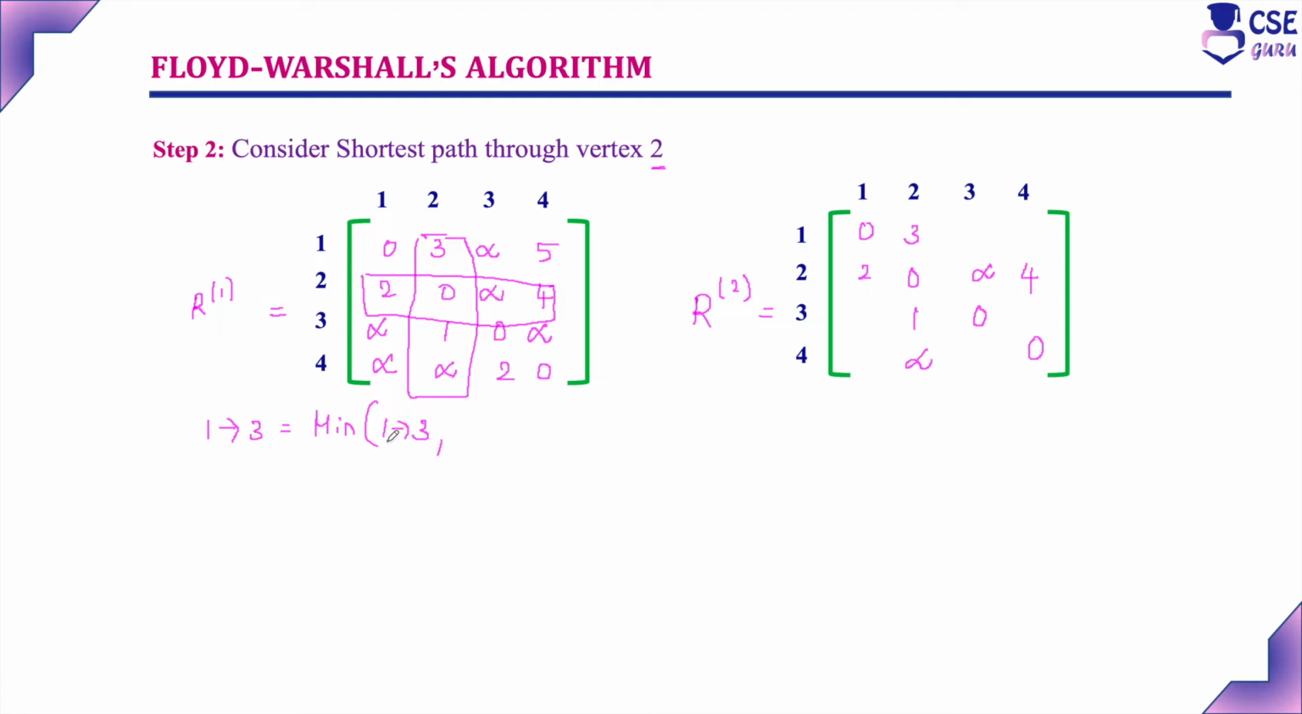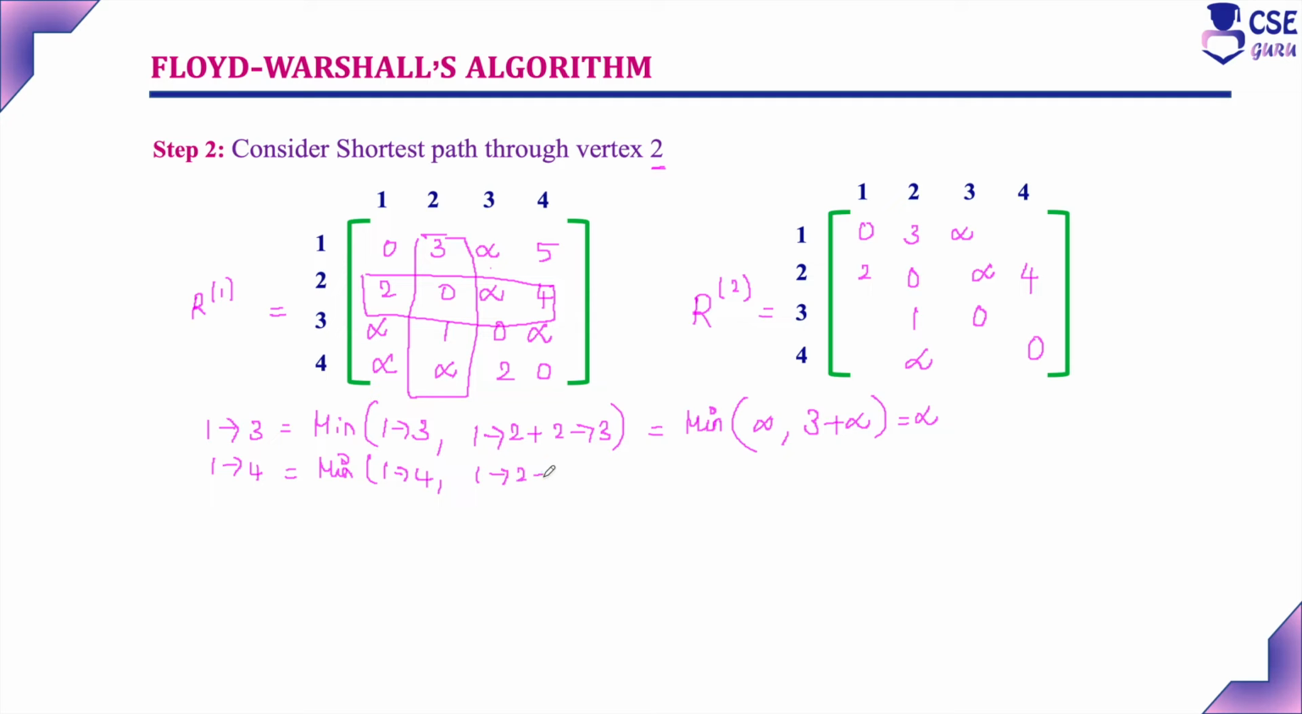So 1, 2, 3, minimum of 1, 2, 3, comma, through the vertex 2. So in between we need to insert the vertex 2. So 1 to 2 plus 2 to 3. What is the shortest path? So 1 to 3, if you are considering, the distance is already infinite. And 1 to 2, it is 3 plus 2 to 3, it is infinite. So we will get it as infinite only.